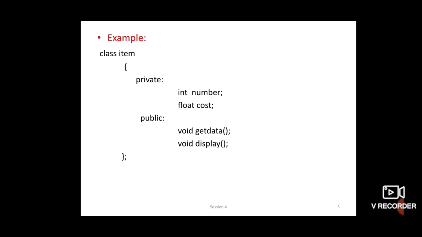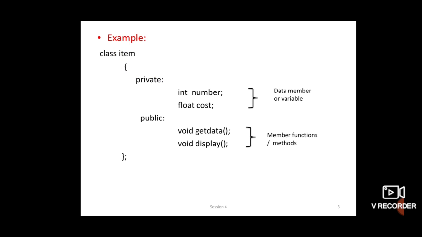Okay, so these are the data members or variables, and these are the member functions, also called methods. Get data and display, these two are functions, but here the word member function is right. Why is it called a member function, or also called methods? Member function means these two functions are under this class atom.